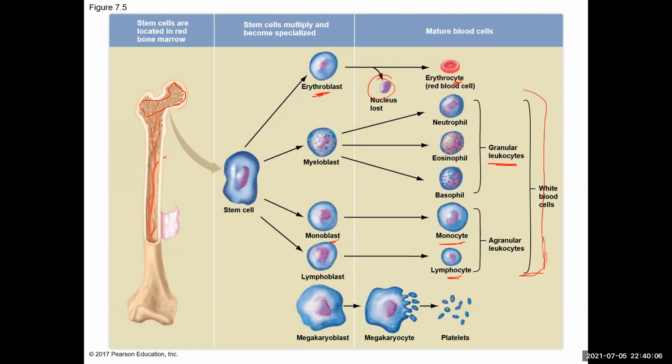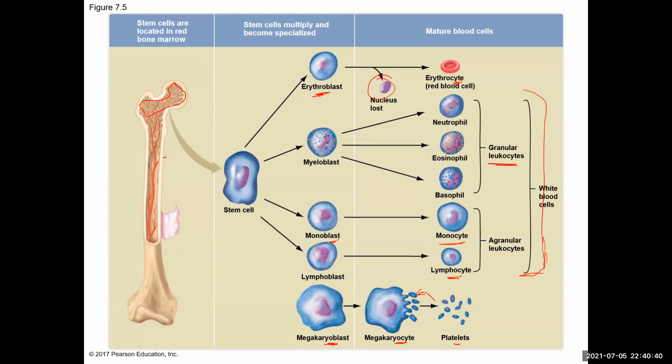Now, a stem cell can also develop into a megakaryoblast, which will develop into a megakaryocyte, and then that megakaryocyte will fragment itself into platelets. So platelets are fragments of this larger cell. Okay, and those platelets again are what's found in that 1%, right? So the white blood cells and the platelets.